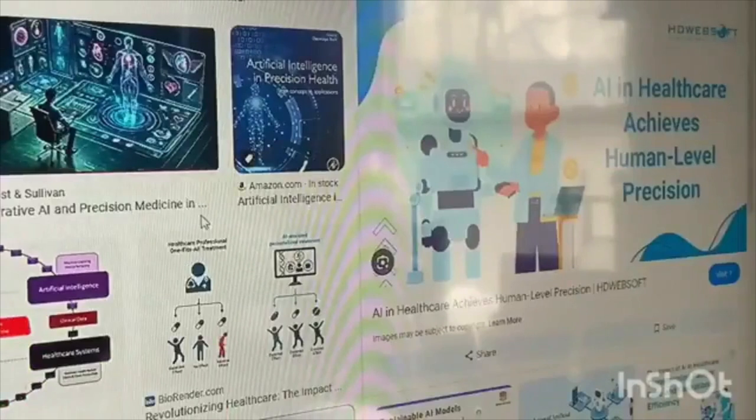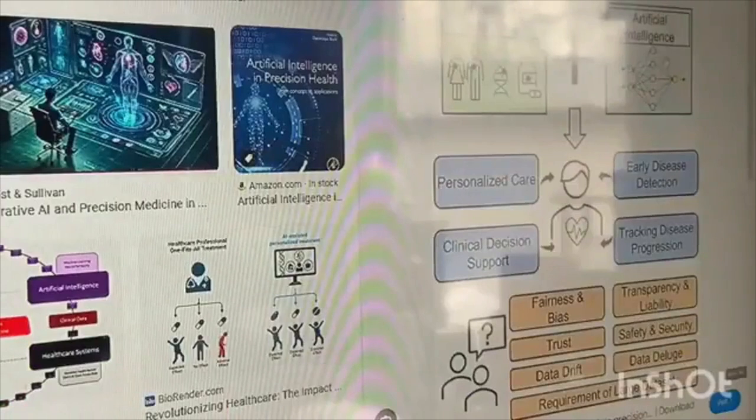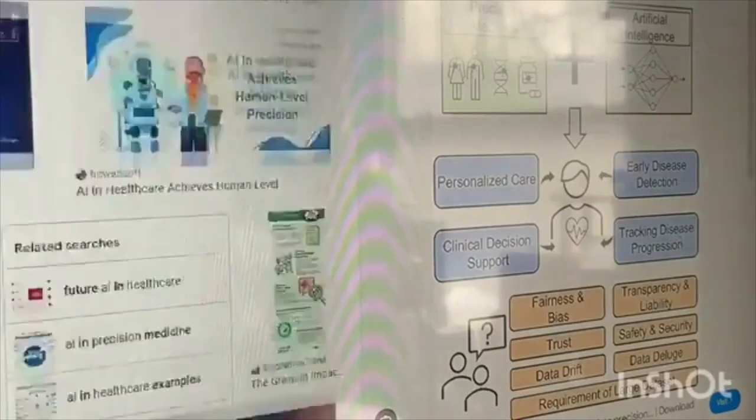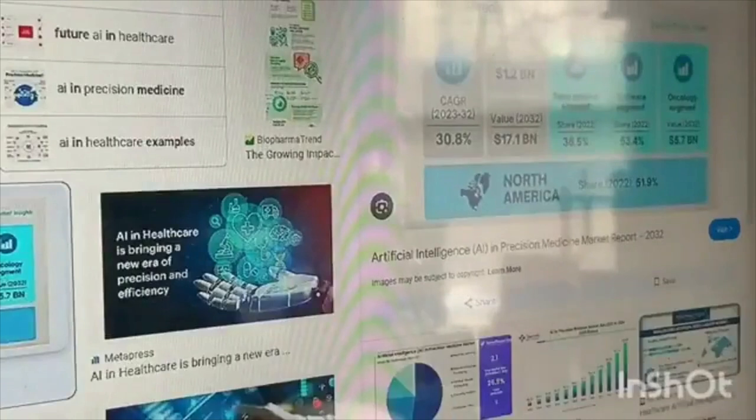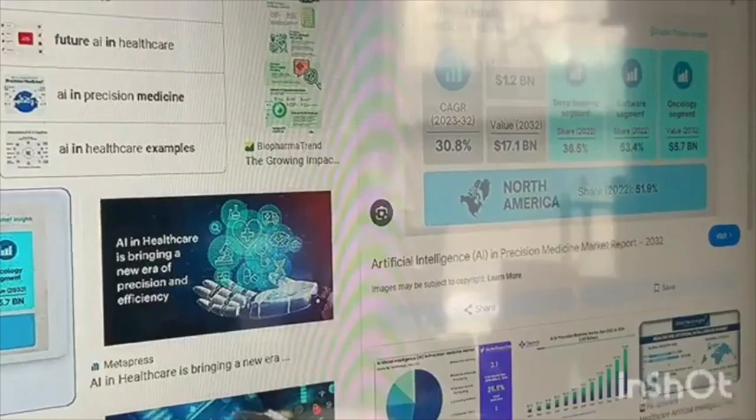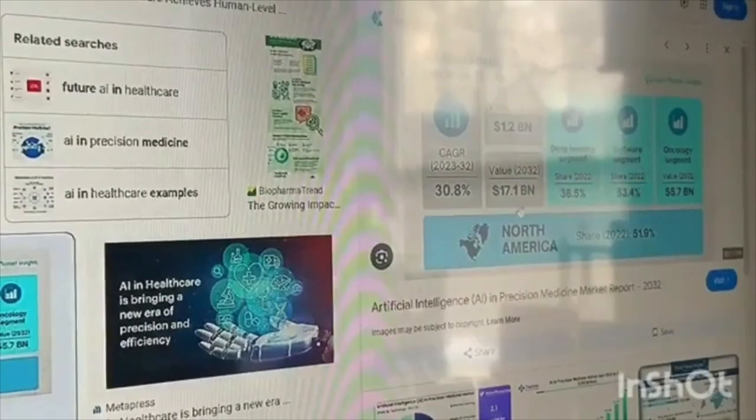AI in healthcare achieves human level precision. Precision medicine plus AI equals personalized care, clinical decision support, early disease detection, and tracking disease progression. How? The Medical Body Area Network. The artificial intelligence in precision medicine market share: the value in 2022, 1.2 billion. The value in 2032, 17.1 billion.